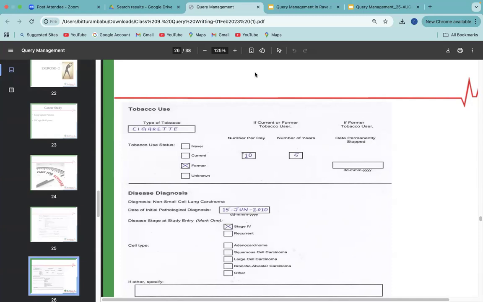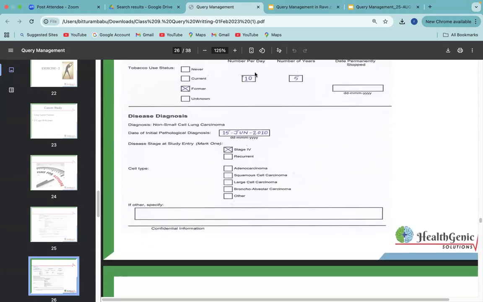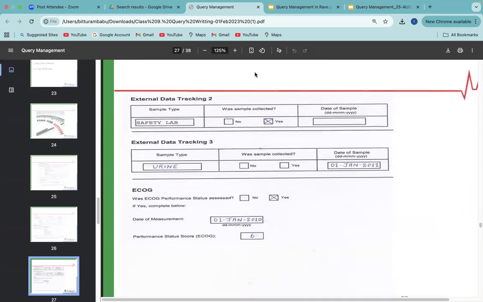Permanent date should, like, if they have stopped, they should mention the date, no, sir? Exactly. Very good. There should be a stop date. Very good. Anything else? Okay. One more. What is the mistake here?